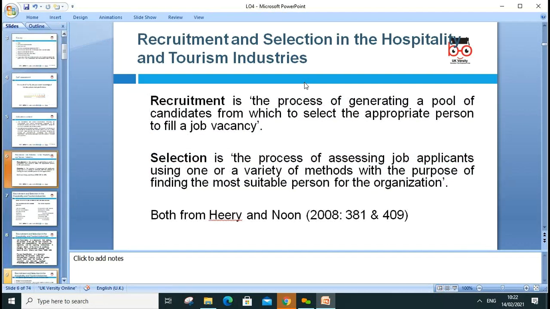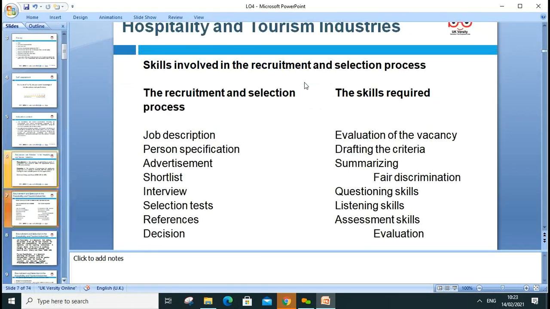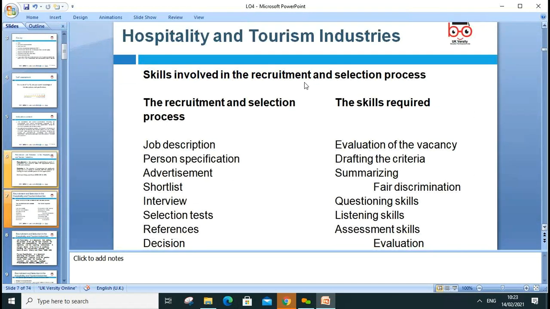Once we have that pool, a series of people, how will we select? We have to do interviews, and we have to match against the job description and the personal specification that we design, which we'll go through in a few minutes. So that's the key thing.